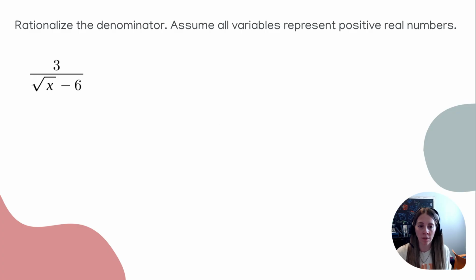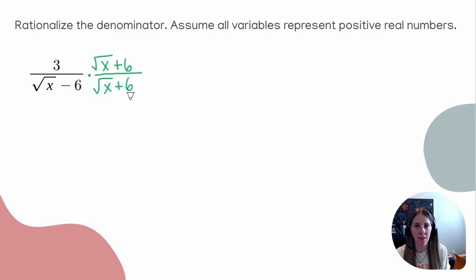So to get rid of that, we are going to multiply by what's called the conjugate. And the conjugate would just be these same two terms, just with a plus sign in between. So the conjugate is the square root of x plus 6. And I'm going to do that on the top and the bottom. So notice I'm multiplying by a fraction that's just equal to 1, so it's not changing the value of this expression at all. It's just going to help me get rid of that square root in the denominator.